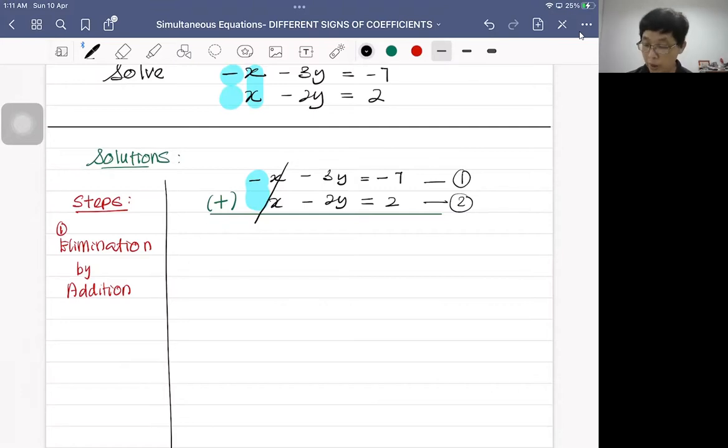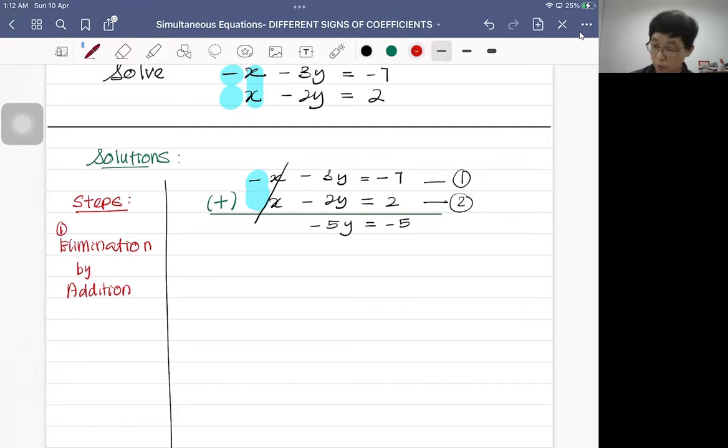And now what you have is the y term. Okay, you got -3y plus -2y. Yes, you got -5y. And then over here, what do you get? You got -7 and +2. What you have? Yes, you left with +y. Now you notice that you have left with the simple linear equation.